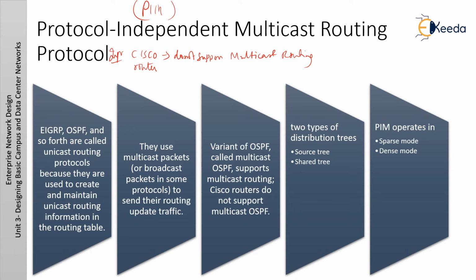Unlike other routing protocols, no routing updates are sent between PIM routers. So this is not an issue. When a router forwards a unicast packet, it looks up the destination address in its routing table and forwards the packet out of the appropriate interface.